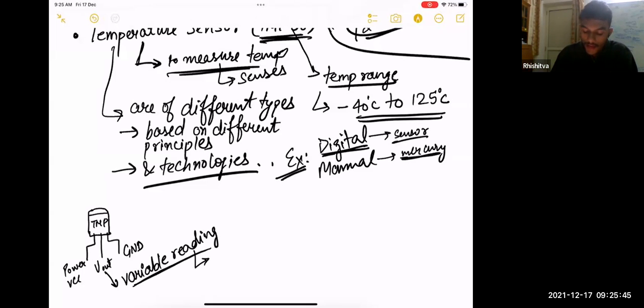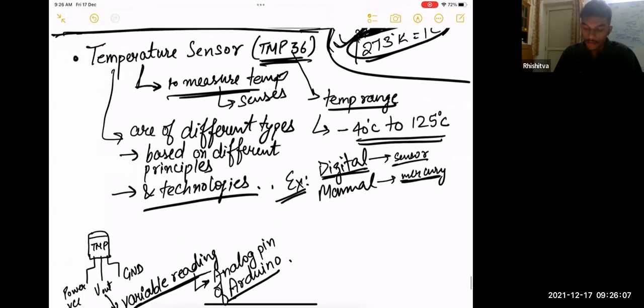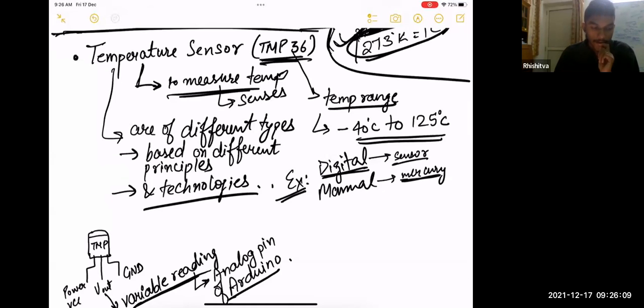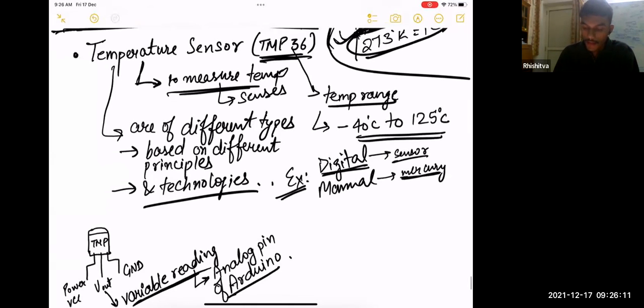As it is giving a variable reading, let's say the temperature can be 24.6, or it can be 52.3. So for this variable reading, we have to connect it with the analog pin of Arduino, okay? That is why we connect this with the analog pin. I will show this to you when we make the circuit. It is just for your own understanding. Then I will move on to the circuit part.